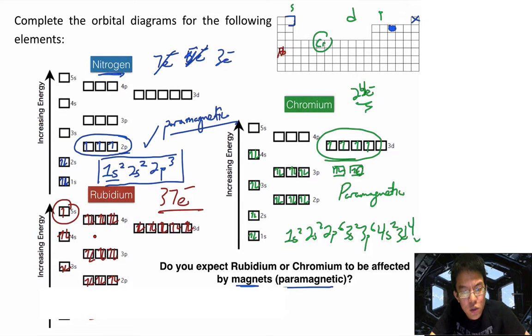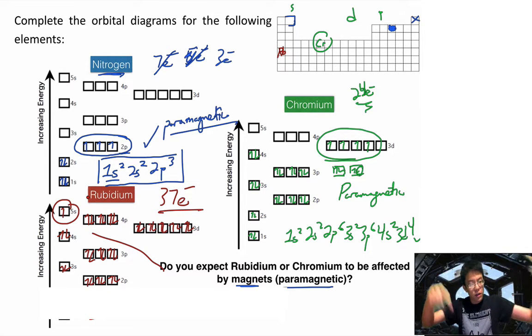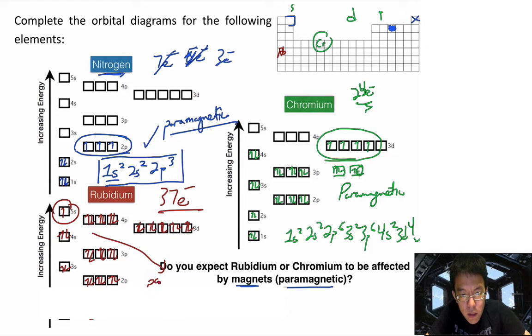Again, that single electron here is spinning up with nothing to cancel out that spin, and so this suggests that rubidium might be paramagnetic as well. At least the rubidium atom would be, but not necessarily on a greater scale.